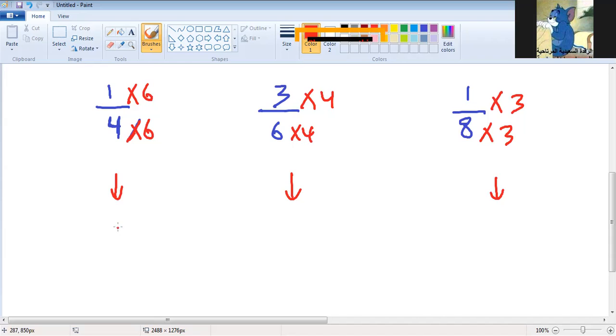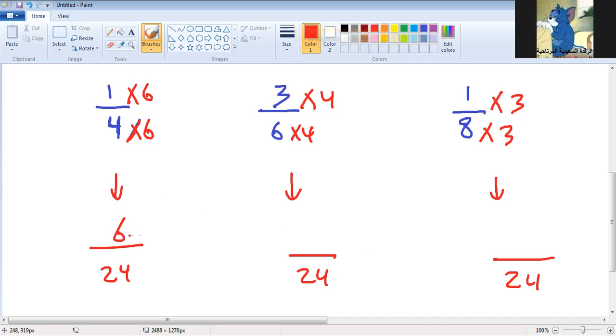Okay, 1 multiplied by 6. Now 4 multiplied by 6, 24. Now we write all 24. No, here 6 and 12. And the last one? 3. So 12. So 3 out of 6 is the greatest one.